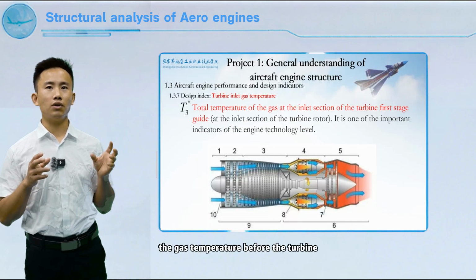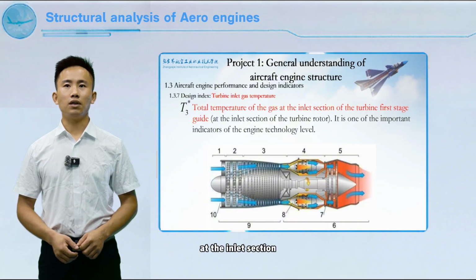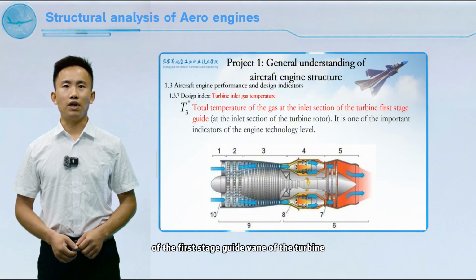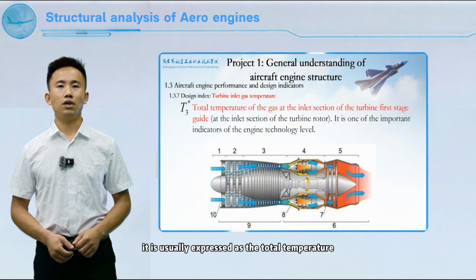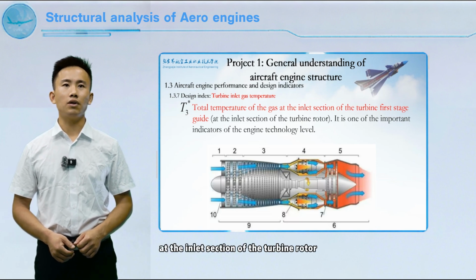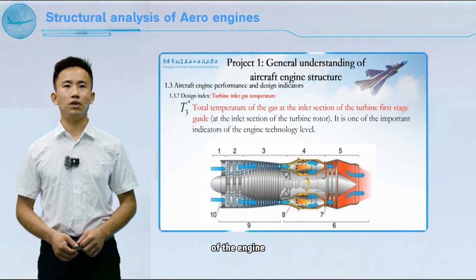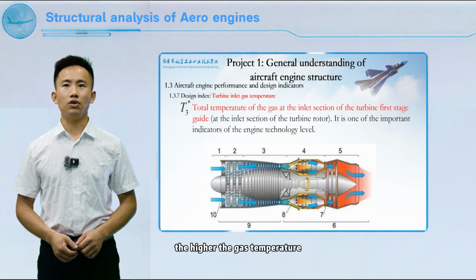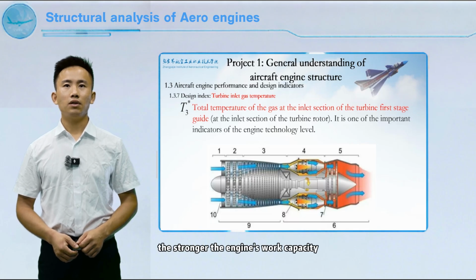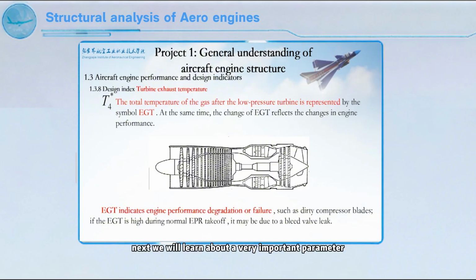The gas temperature before the turbine refers to the total temperature of the gas at the inlet section of the first stage guide vane of the turbine. It is usually expressed as the total temperature at the inlet section of the turbine rotor. It is one of the important indicators of the technical level of the engine. The higher the gas temperature before the turbine of the engine, the stronger the engine's work capacity and the greater the thrust.